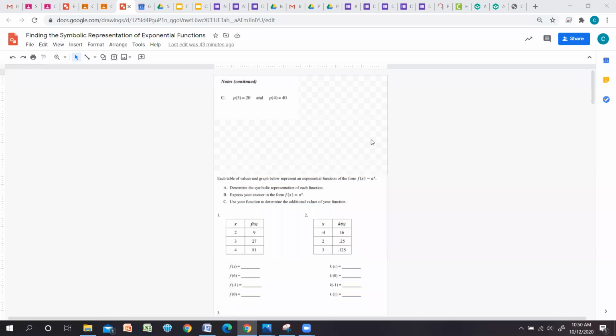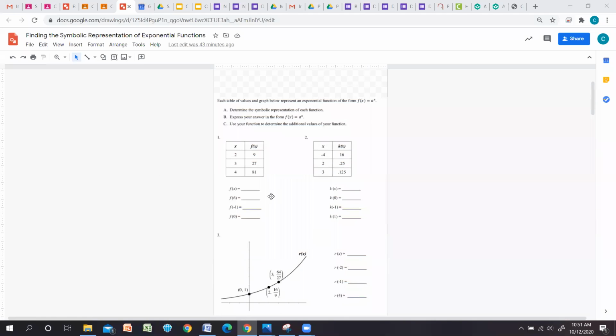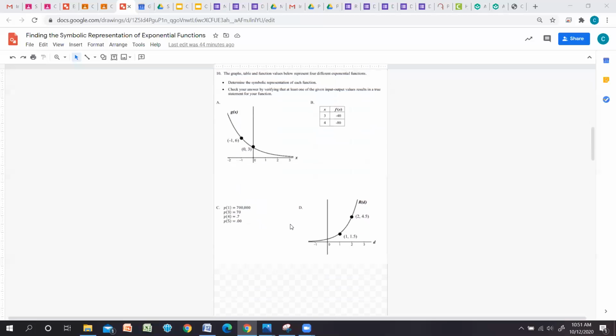For this week's assignment, we will be finding the symbolic representation of exponential functions. When we try to find the symbolic representation, remember we have to find the constant ratio and the initial value. For this first page, we know the initial value is 1, so you just have to find the constant ratio, and it talks about that up here and some specific values. For the next 2 pages, you have to find both because the initial value won't be 1.